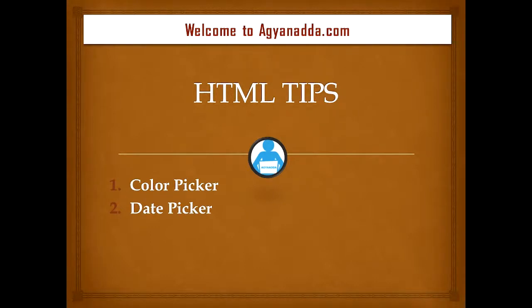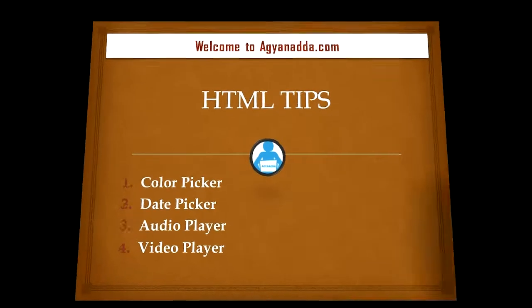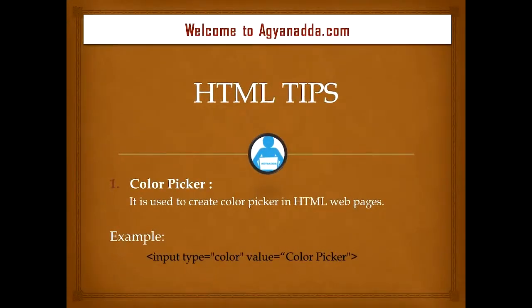The next one is audio player. So you can play any type of audio which is supported by HTML. The next one is video player. How can we use it? It is used to play any type of video which is supported by HTML. So we will learn step by step. So let's start. The first one is color picker.